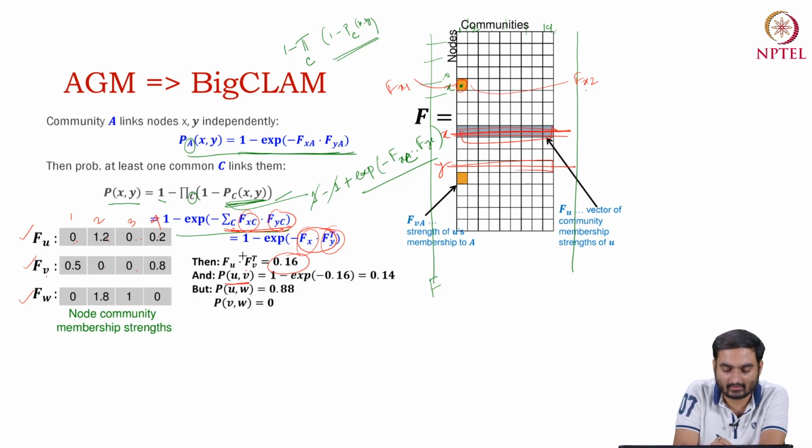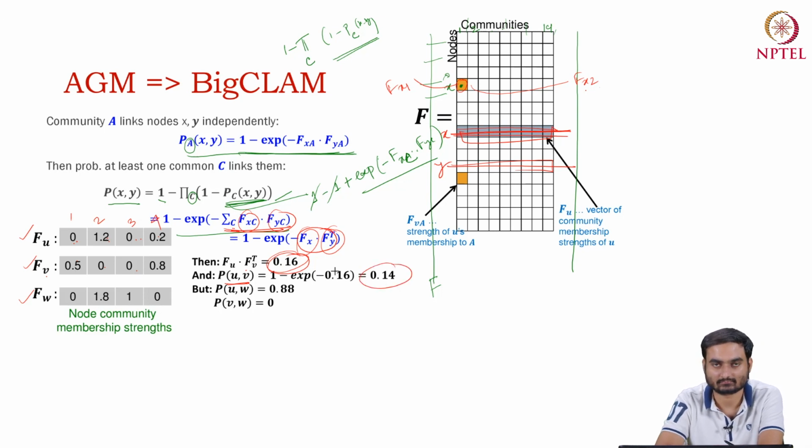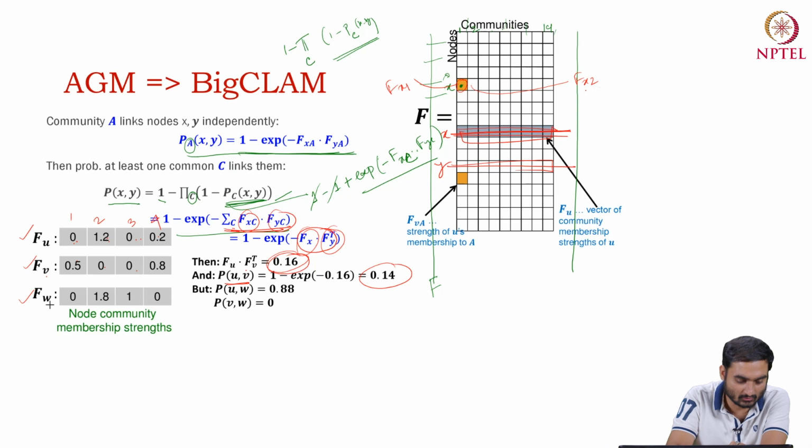What is PUV? Now PUV is 1 minus exponential of this quantity. So if you calculate, you will get 0.14. What about UW, right? If you calculate UW, you will see that P of UW will be 0.88, and PVW, you see none of the communities are common, so you will get 0.